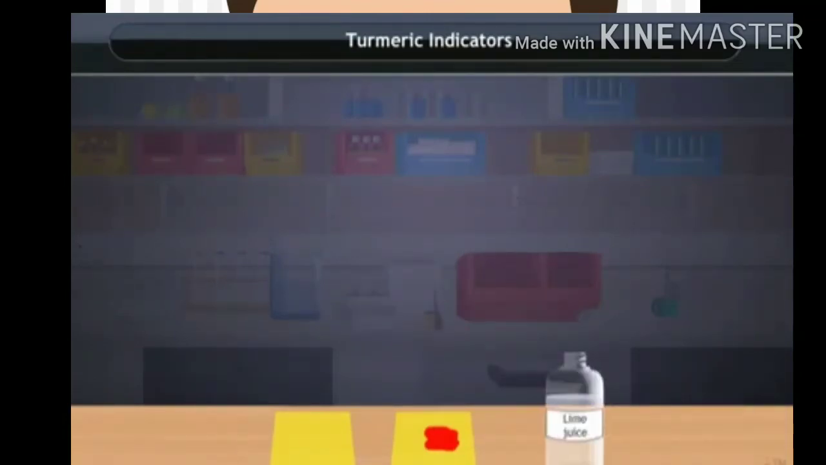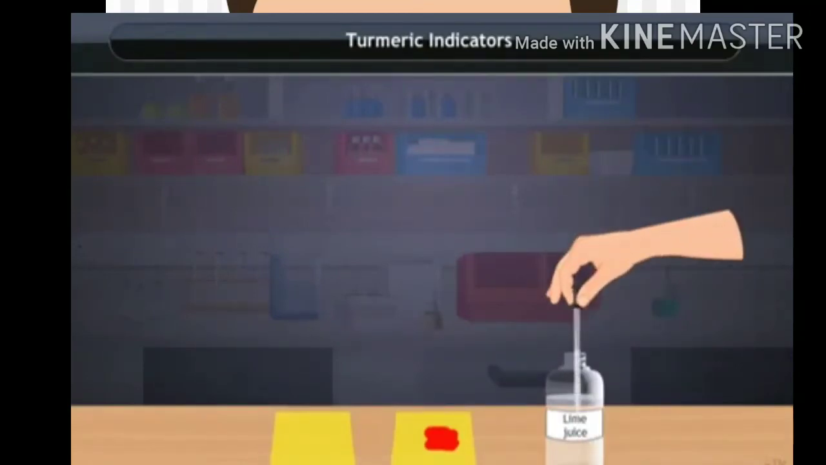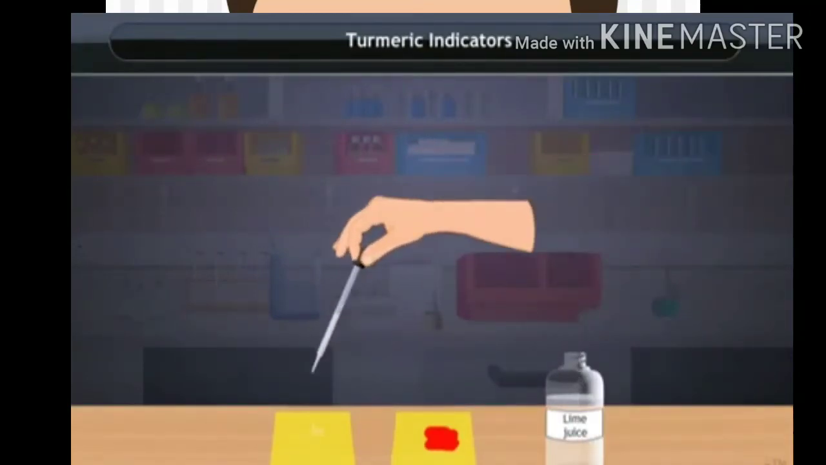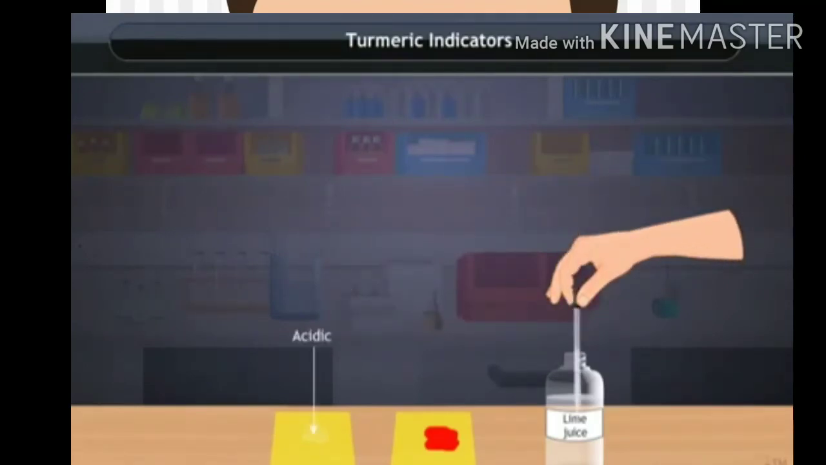Now add a drop of lime juice on the paper. The color of turmeric paper remains yellow. Hence it shows that lime juice is acidic in nature.